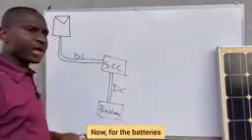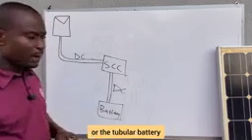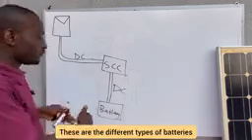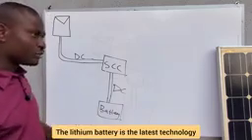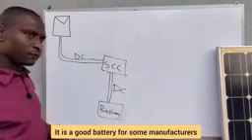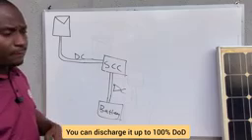Now, for the batteries, we have the lithium batteries, we have the flooded battery or the tubular battery, we have also the sealed batteries. These are the different types of batteries that we have in the market. The lithium battery is the latest technology that most installers are using. It is a good battery for some manufacturers. You can discharge it up to 100% DOD.